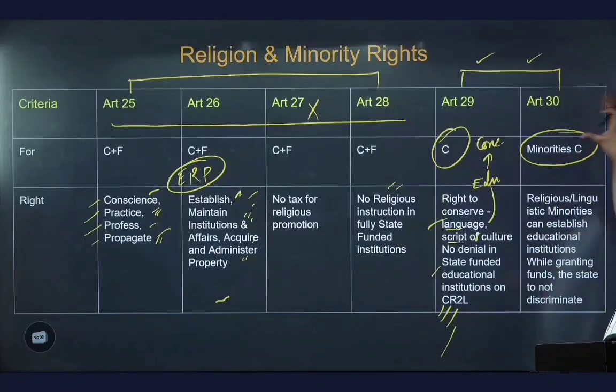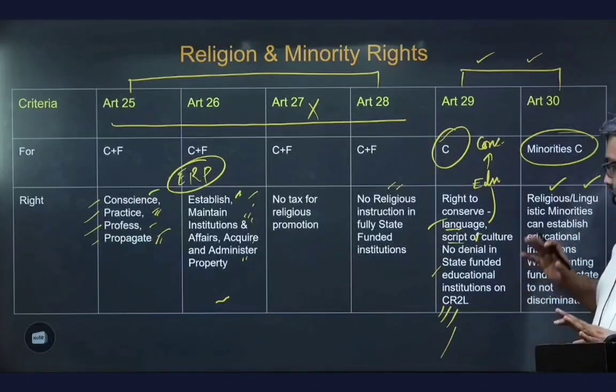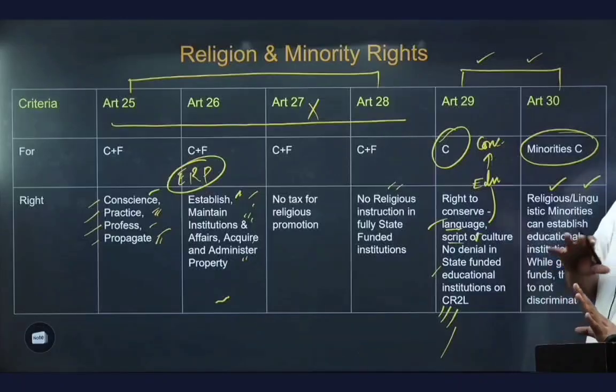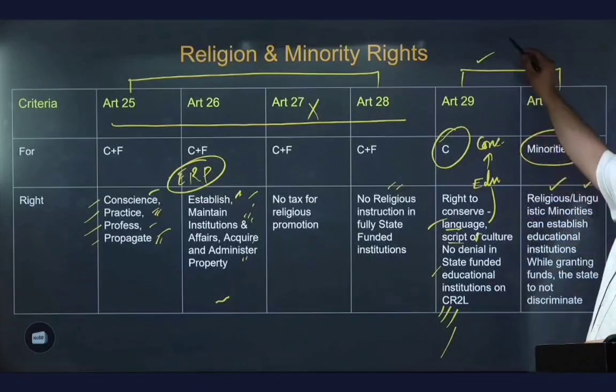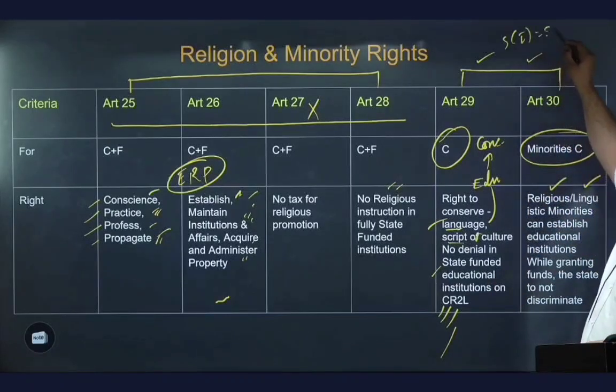Now, Article 30 speaks about if you are a religious or a linguistic minority, you can set up an educational institution if you feel like, and you have absolute freedom to do so. How the state can intervene will depend on state funding.